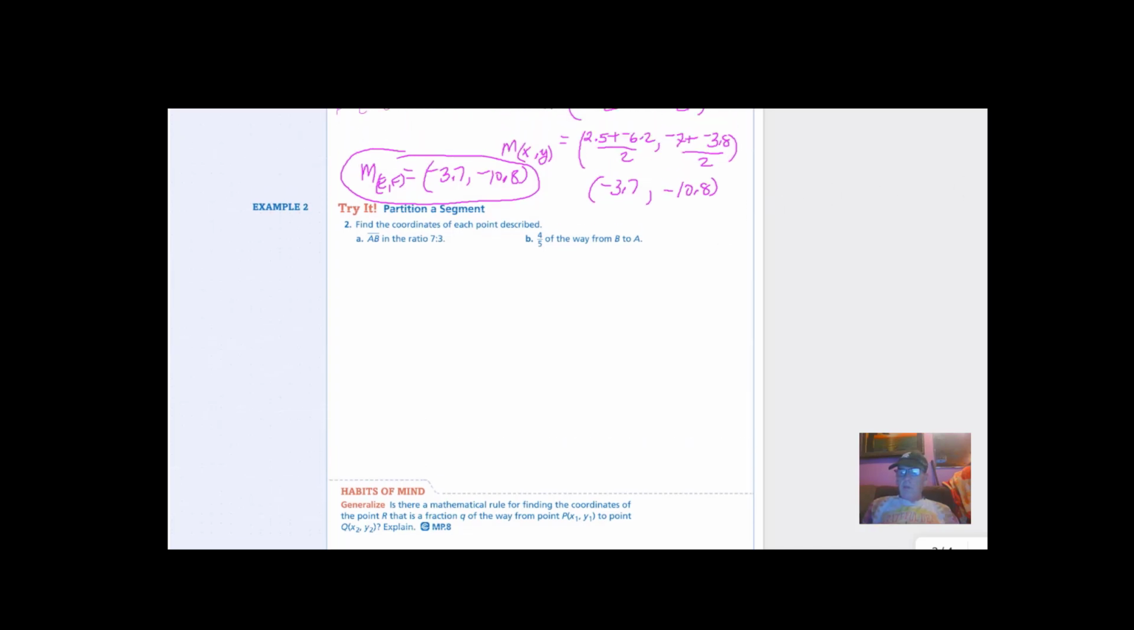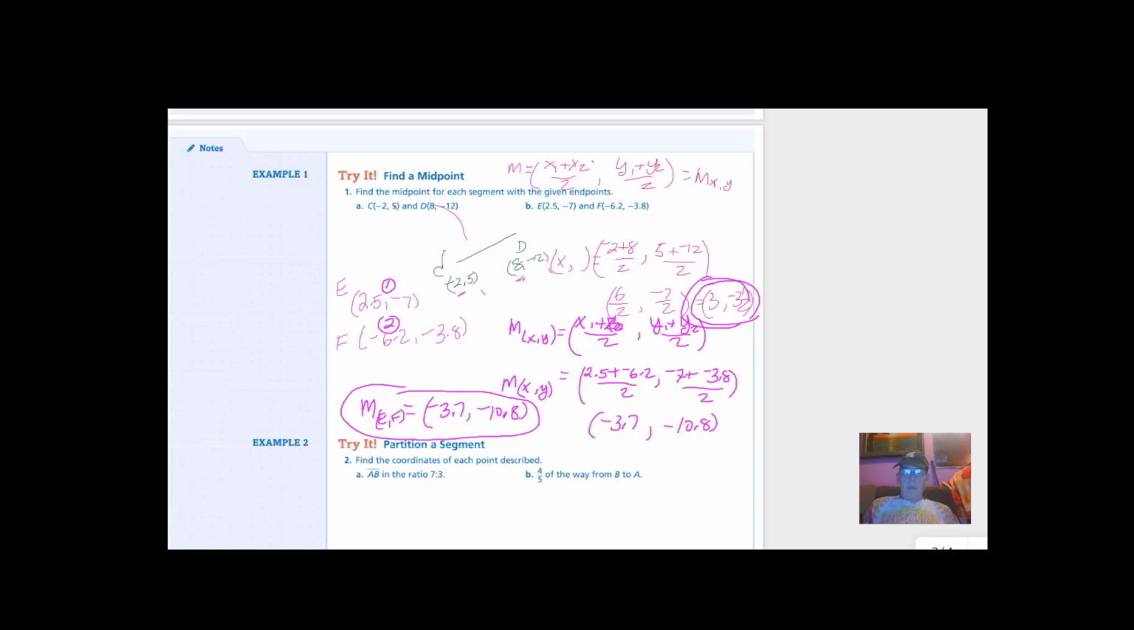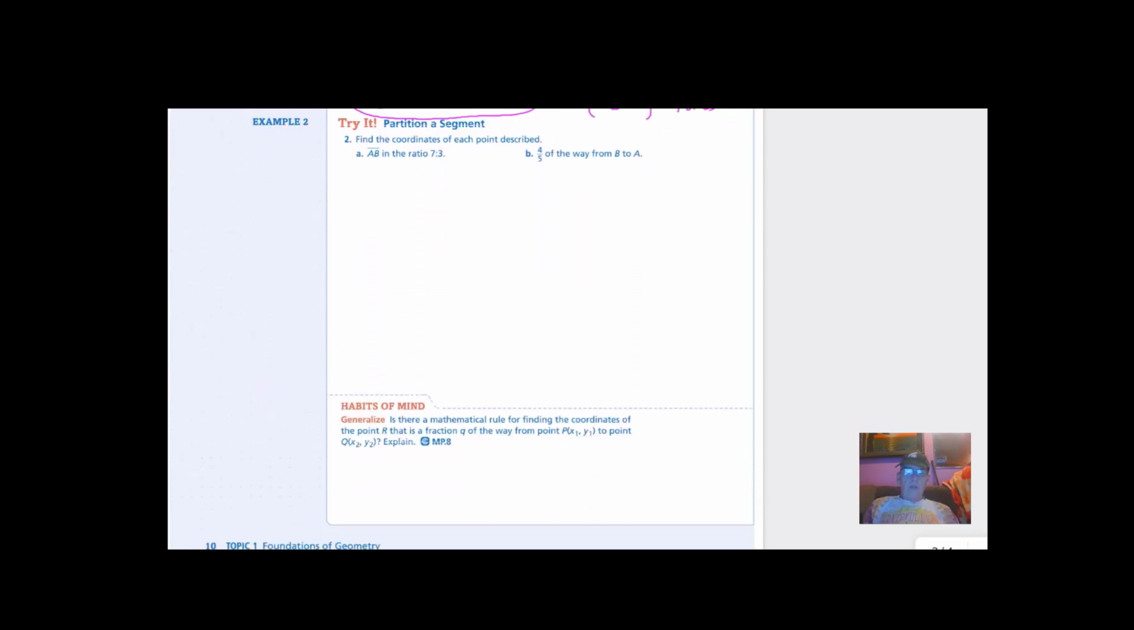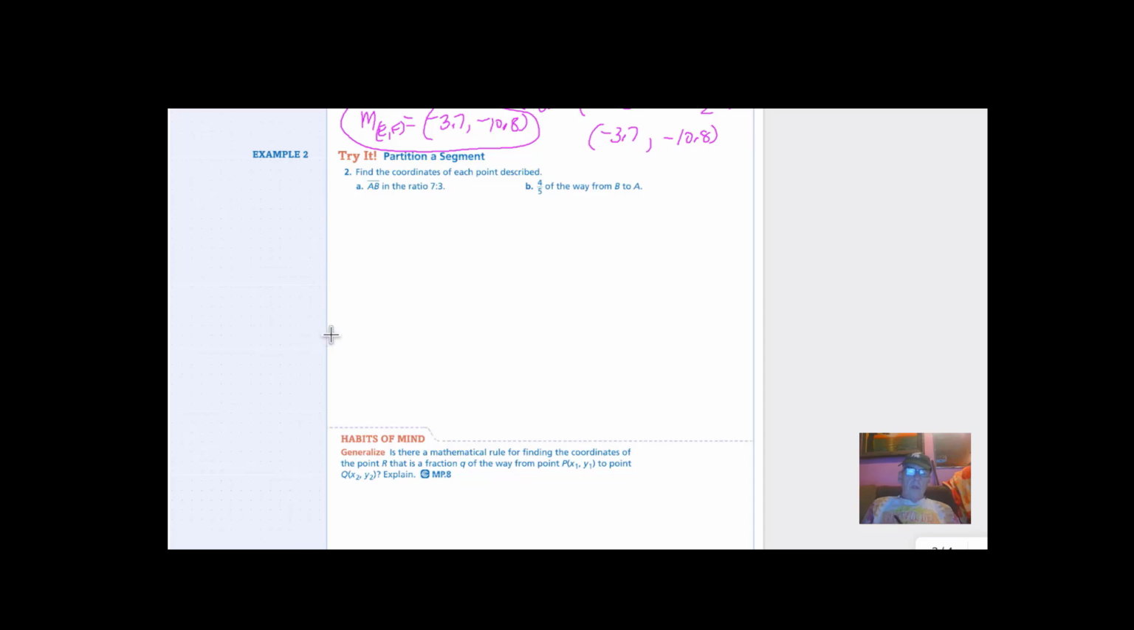Now, let me see what we're going to do for the coordinates here of AB. They're not really giving us an AB, are they? So let's look. If I draw this segment AB, now if it's in the ratio of 7 parts to 3 parts, you've got to remember there's 10 total parts. Let's look over here. 4/5 of the way from A to B, there's actually 9 total parts. That's important.